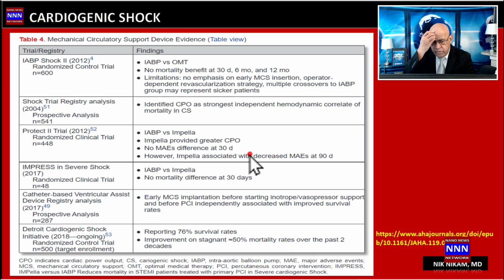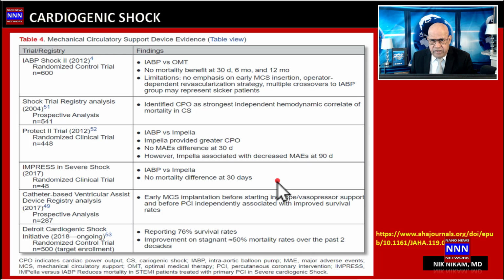However, when Impella is used, you have much more stable hemodynamics, minor fluctuations in the vital signs and pulmonary congestion and all this, but in 30 days, the major adverse events were no different. However, Impella was associated with decreased major adverse events at 90 days. So it is almost a reflex response.